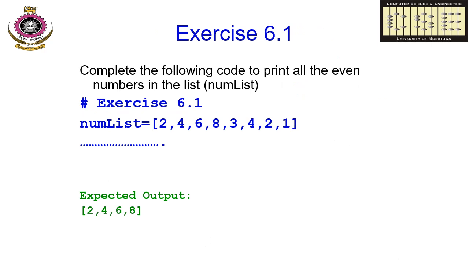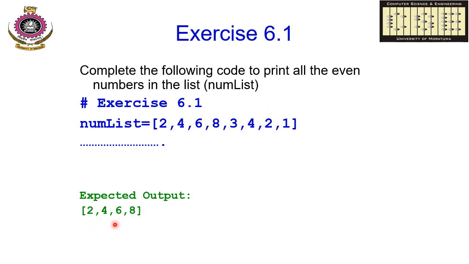Here is an exercise for you to try. You are expected to complete the following code to print all the even numbers in the list. You are given a list called num list, and it has how many items? 8 items. It has both even and odd numbers. So you are expected to write a program to print all the even numbers in the list.